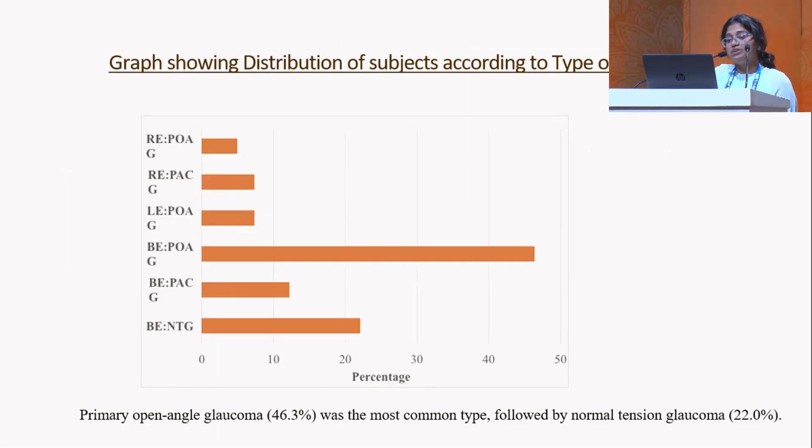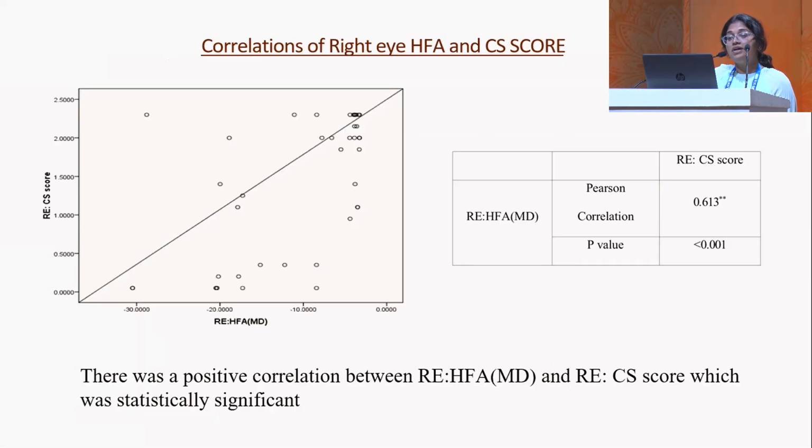This is the graph showing the distribution of subjects according to the type of glaucoma, in which normal primary open angle glaucoma was the most common type, followed by normal tension glaucoma. Correlations of right eye HFA and CS score show a positive correlation between the right eye HFA and the right eye contrast sensitivity score, which was statistically significant.